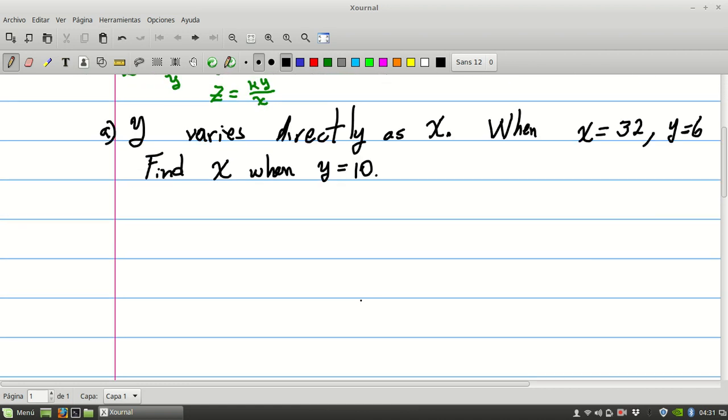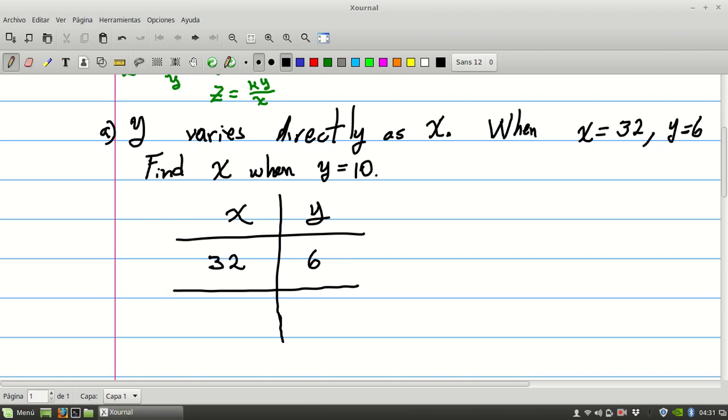So let's see the first question. The first question says y varies directly as x. When x equals 32, y equals 6. Find x when y equals 10. So what I'm going to do is make a table of x and y, and I know that when x is 32, y is going to be 6, right? And it's asking what x is when y is 10.